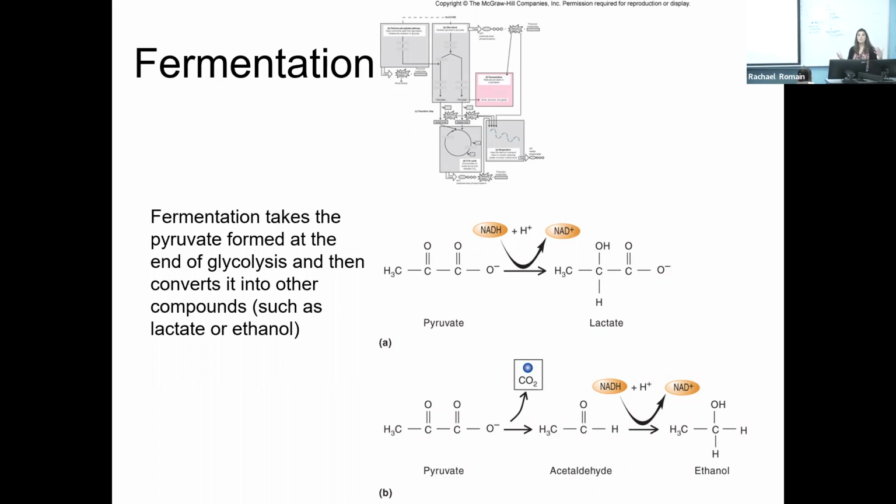Each cell has the ability to choose, what do I want to do with it? Do I go down this process of making acid or do I go down this process of making alcohol? That will be different for every species. In general, most bacteria are going to go down an acidic pathway. Some bacteria go down an alcohol pathway. But it's always acidic or alcohol. Those are the only two options.